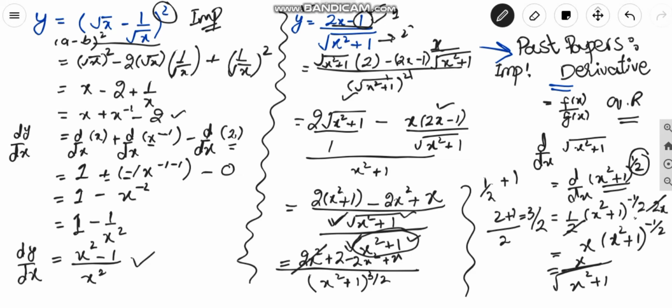2x² plus 2x² is cancelled with minus 2x². So our answer is (2 + x) over (x² + 1) to the power 3/2. This is how we can find out the derivative of the given function.